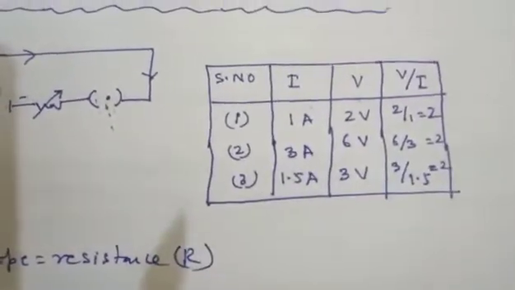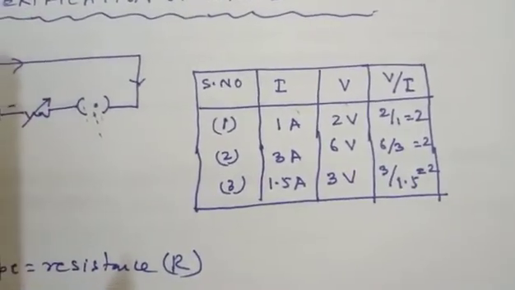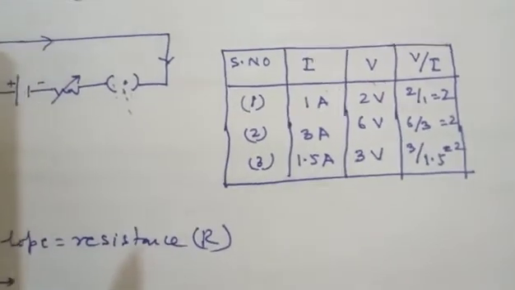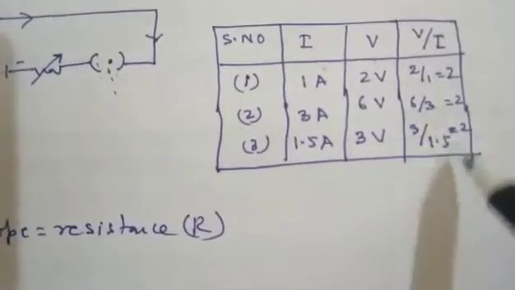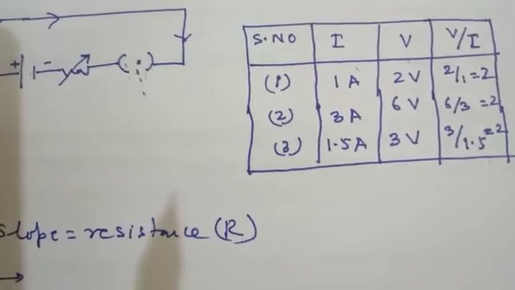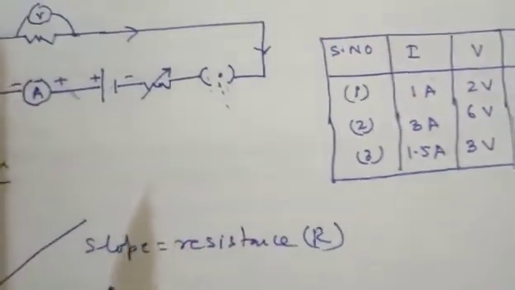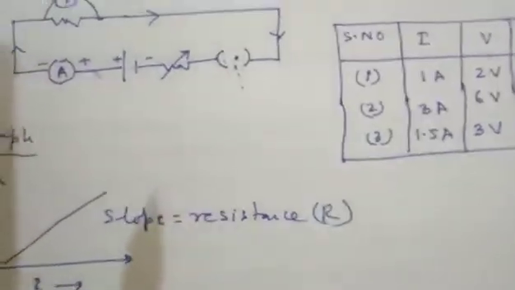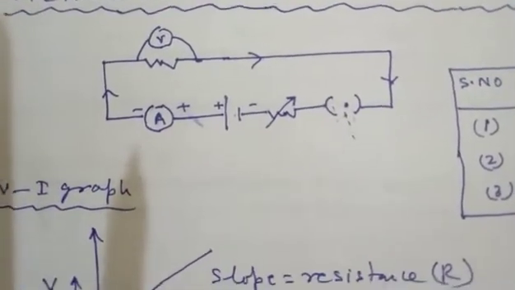In the first reading, the current is 1 ampere and the potential difference is 2 volts, so the ratio is 2. I have performed this with three different values, and look at the last column: each and every one has the same value, 2. That proves Ohm's law, that the ratio V by I is constant. So this is the arrangement for the experimental verification of Ohm's law.